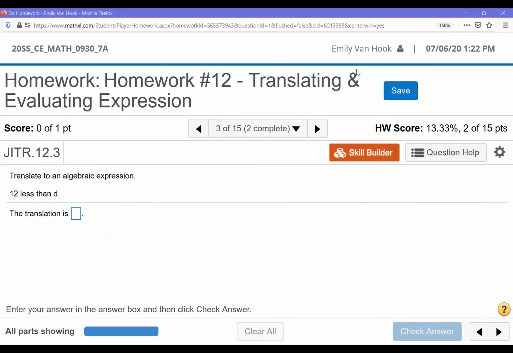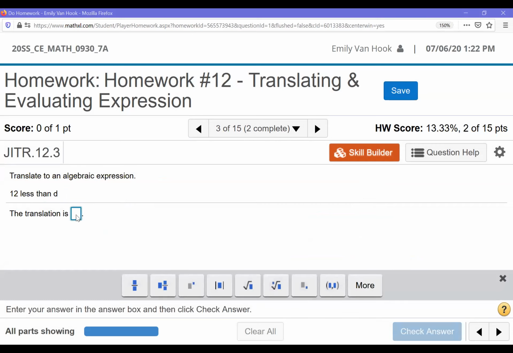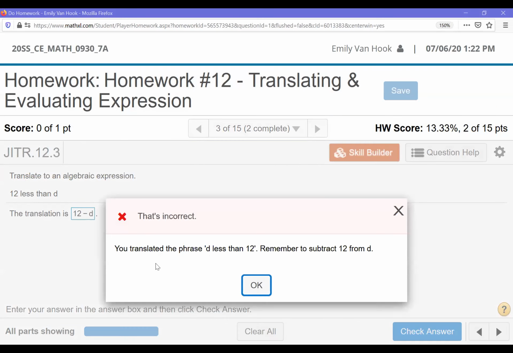Okay. But number 3, now order will definitely make a difference. So number 3 says 12 less than D. I'm going to type in what I see most students doing the first time around, which is writing 12 minus D. This is going to be wrong. Okay, so let's read our little error message. It says you translated the phrase D less than 12. Remember to subtract 12 from D. Okay, so 12 less than, oh yeah, that means the 12 is actually being subtracted.